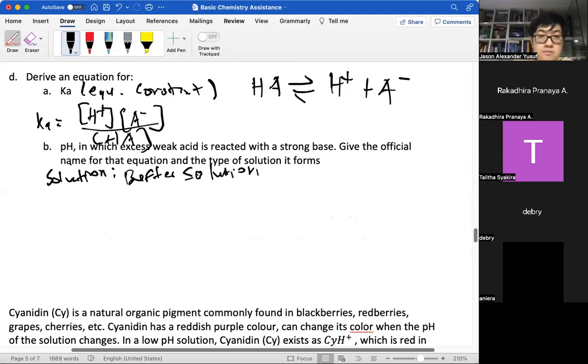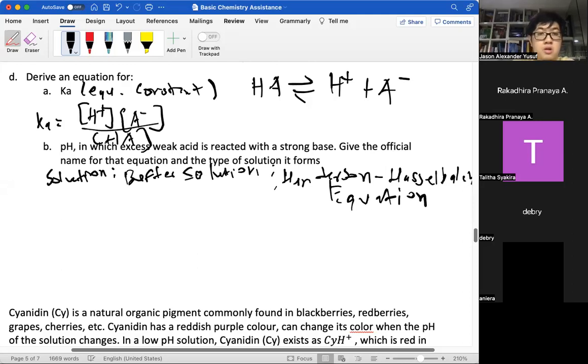And it's a buffer solution. Right? Can somebody mute? Okay, it's a buffer solution, as I stated before. And the official name of the equation is called the Henderson-Hasselbalch equation. I don't know if that's how you pronounce it.